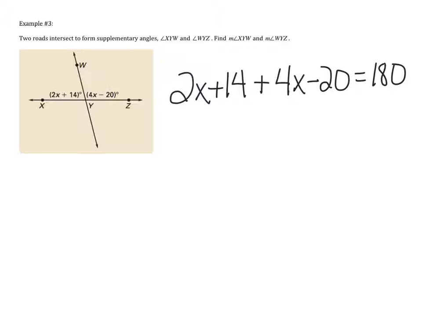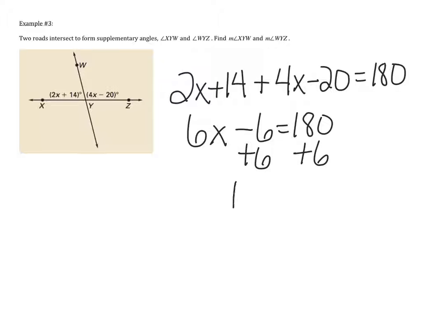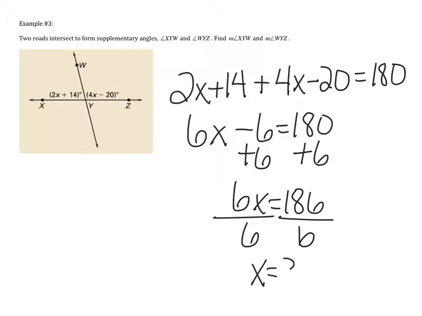So first we'll combine like terms. 2x and 4x is 6x. 14 and negative 20 is negative 6. And then we'll add 6 to both sides. So again, this is just some basic algebra. Divide both sides by 6. And x equals 31.